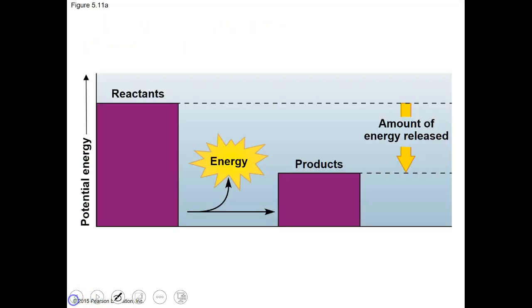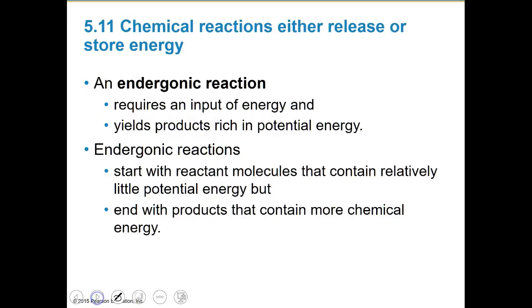There's a picture. Went too far. Okay, so what happens? Here's our reactants. That's their potential energy. They'll release energy, and our products have less potential energy. So essentially, we're releasing between this much and this much energy. So that's how we can see what's released.